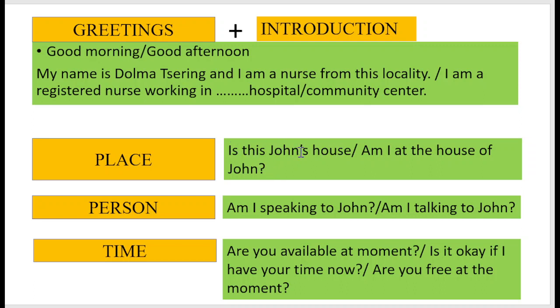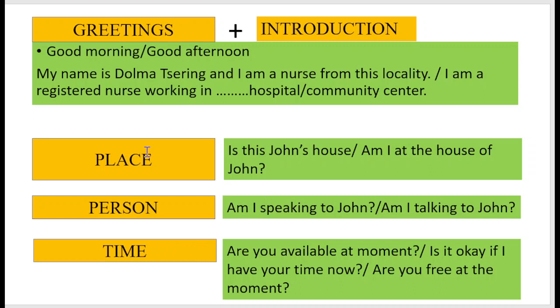But this is easier for many of the students. Is this John's house? These two things are correct. You can use any, but you can use only one. Don't use them together, okay? So now the fourth step is person. Am I speaking to John? Or you can use, am I talking to John? You can use any of these questions, okay?